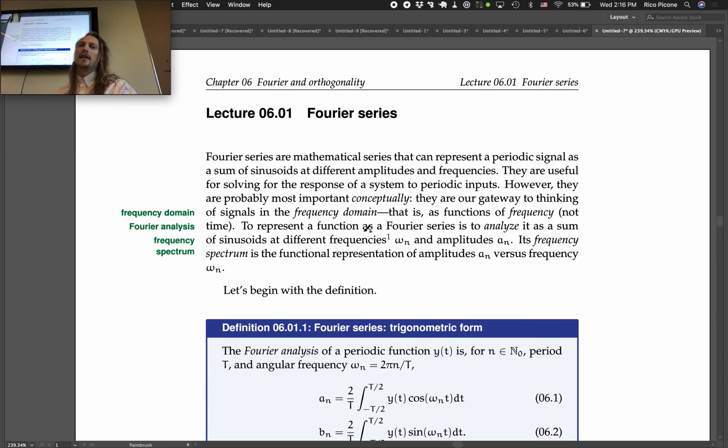This chapter is on Fourier series and orthogonality. We'll do Fourier series and Fourier transform on lectures 6.1 and 6.2. And then we'll also do a discussion of orthogonality, which is one of the properties that the Fourier series has. This property becomes particularly useful to us when we go to solve partial differential equations.